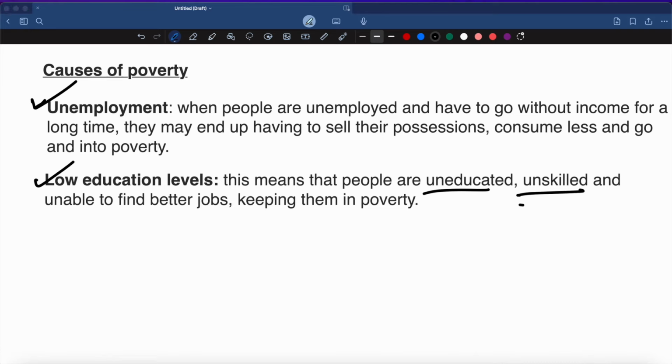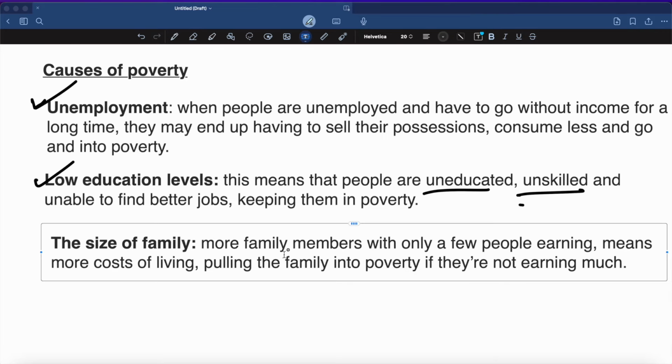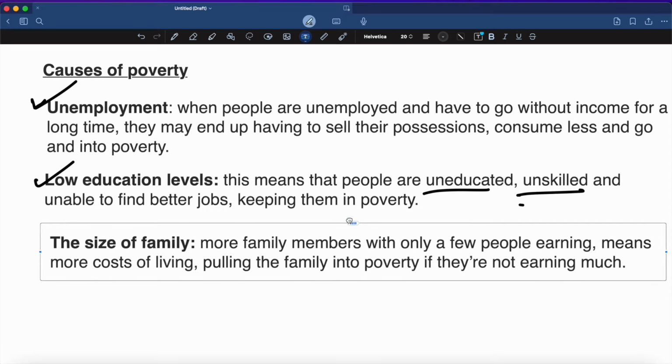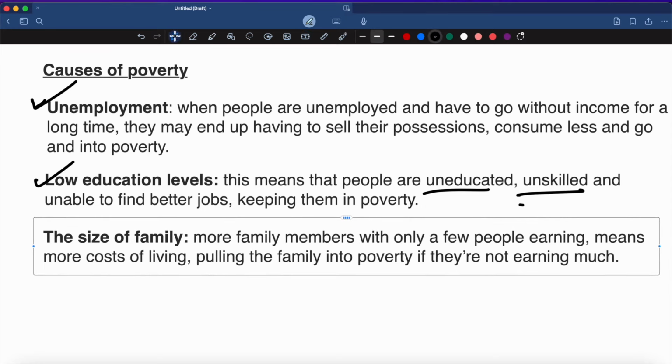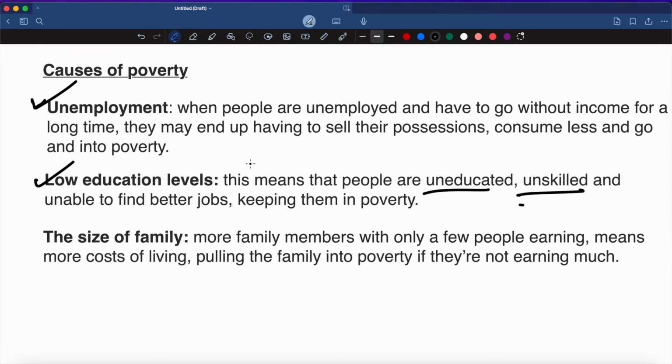The next one is size of a family, which is actually a big impact. The more family members I have, the more I have to provide for them. I'm earning one income, but I have to distribute it for the cost of living for my entire family. Because I have to split my money among family members, I could have poverty, because I could not have enough for everyone. I could have enough for me because I'm the only person working, but not for everyone.